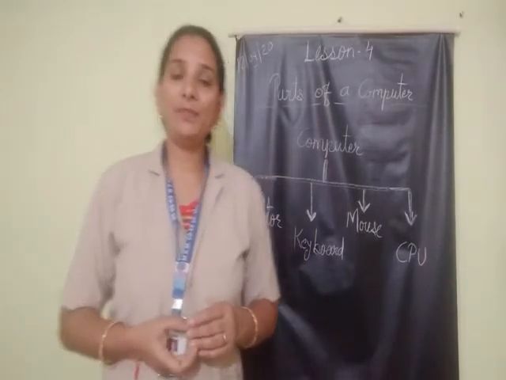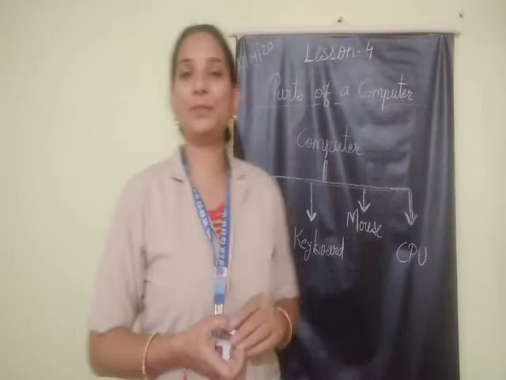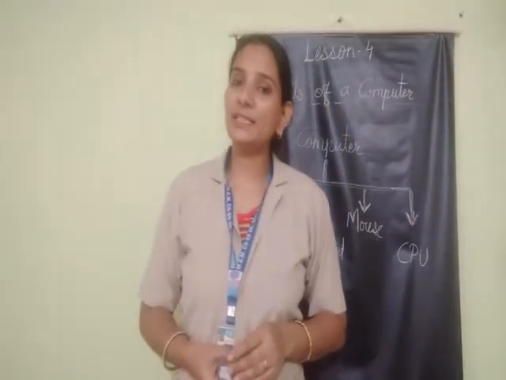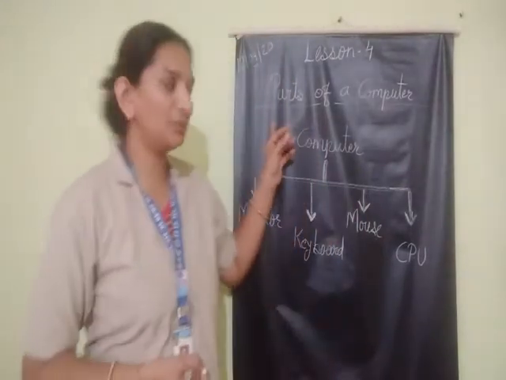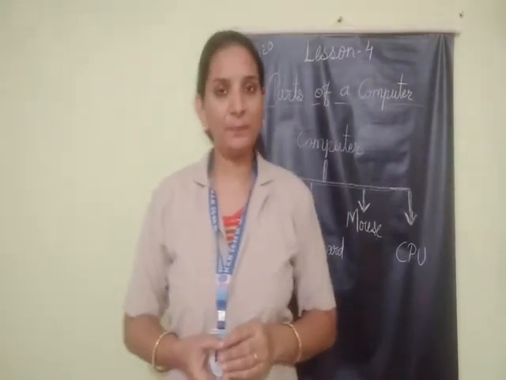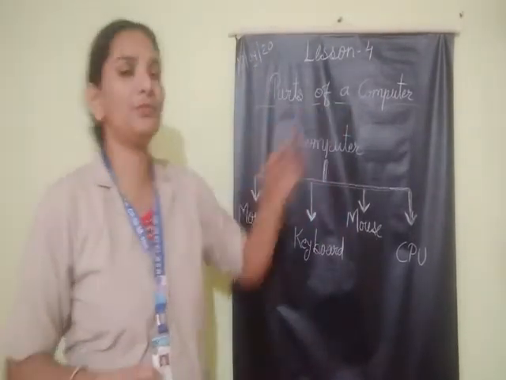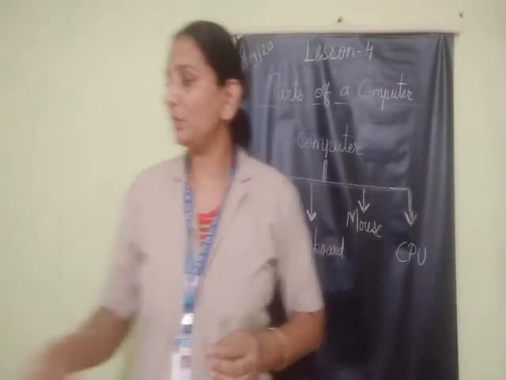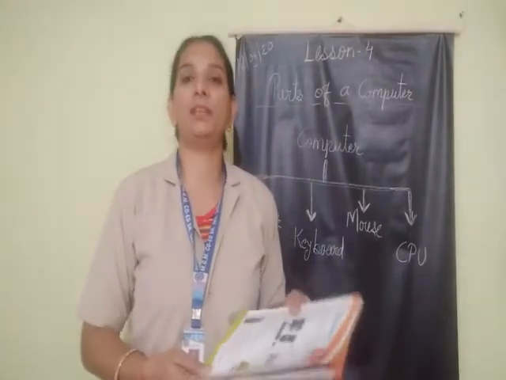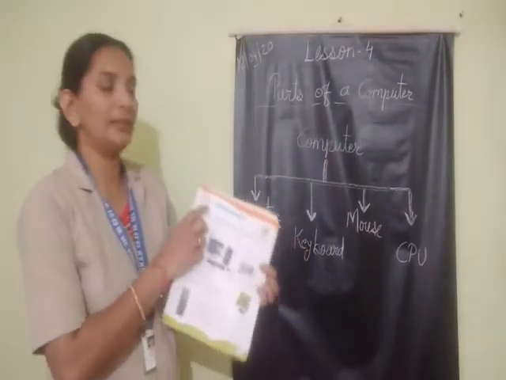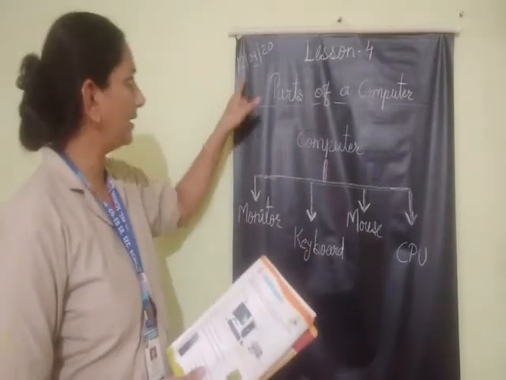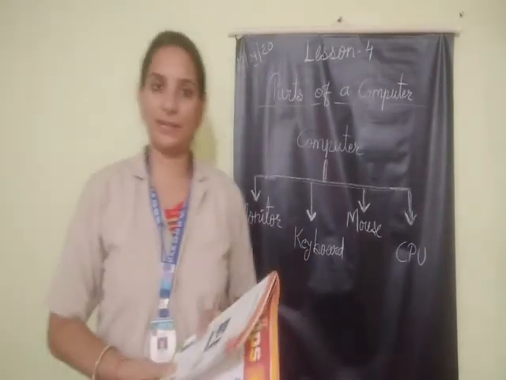Now today we will start a new lesson of your computer book, that is lesson number 4, parts of a computer. So in this lesson we will learn the parts of a computer and the function of these parts. For that, all of you take out your computer book and open page number 23. On page number 23 there is lesson number 4, parts of computer. So all of you put today's date here, and today's date is 12/9/2020.